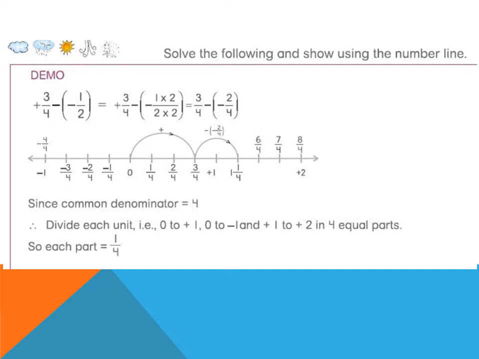we will convert it into a like fraction of 3 by 4 by multiplying both the numerator and denominator by 2. So we get 2 by 4. So our final equation is 3 by 4 minus 2 by 4.